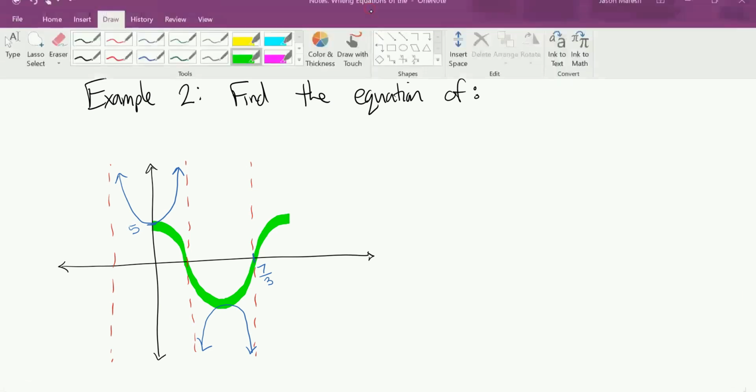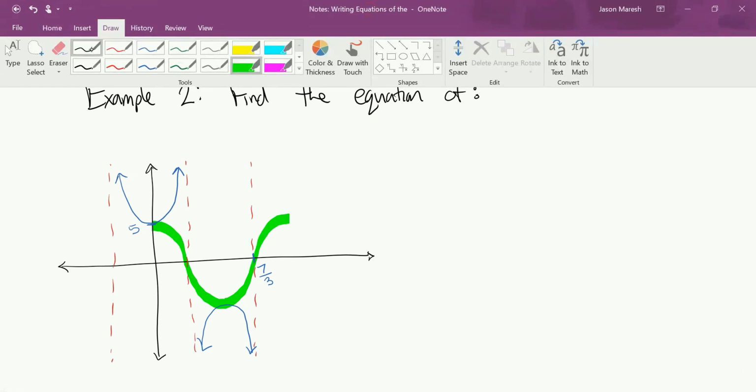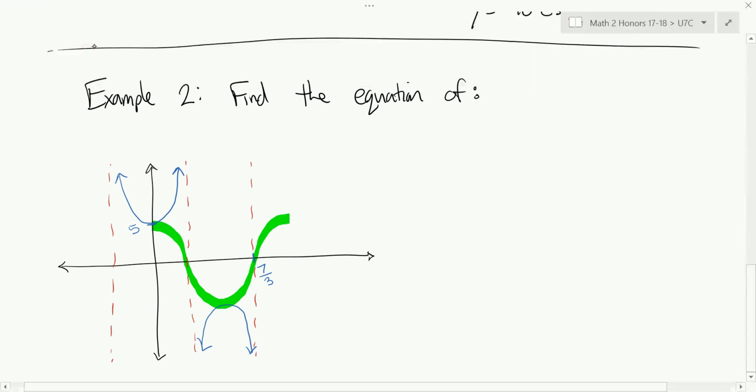So I see the amplitude is 5. Is this a positive cosine function that I graphed or a negative? Positive, so I know it's going to be positive secant. So we should all start with this. Y is positive 5 times the secant of, not sure yet, b times x. And then we've got to figure out what's the period of this function. Any ideas how to come up with that?